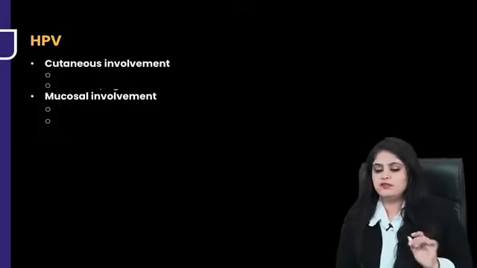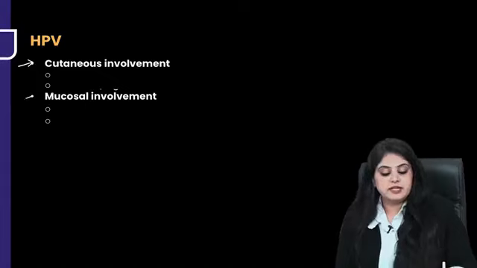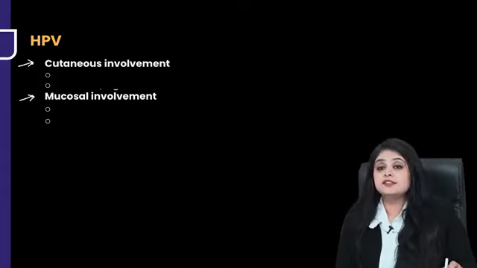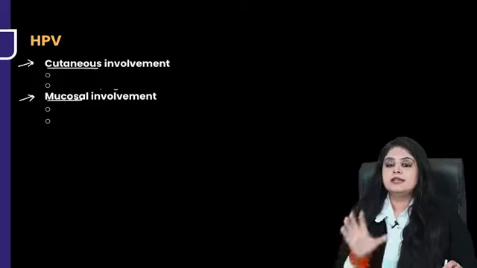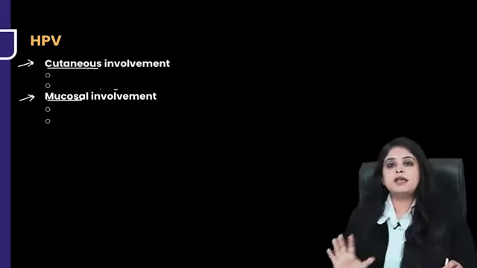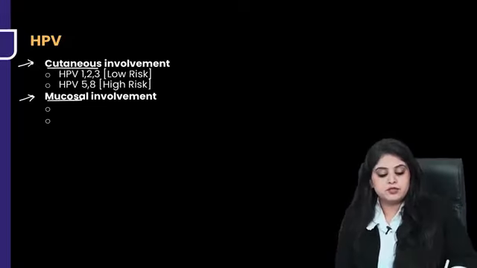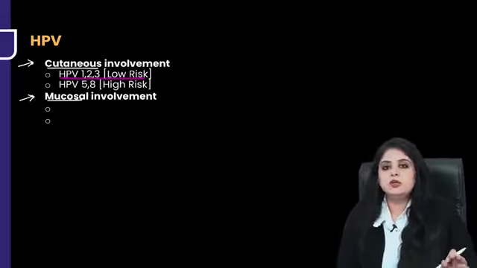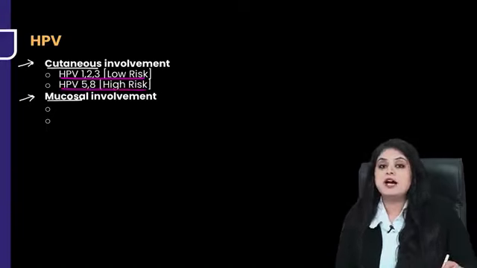I think all of us know there is some cutaneous involvement with warts. Then there are some warts and cancers which are mucosal. So when I say skin involvement, mucosa involvement, in both of them, there are some low risk things and some high risk things. When I'm talking about the skin, the smaller numbers, HPV 1, 2, 3, have a low risk involvement of the skin. HPV 5 and 8 have a high risk involvement.